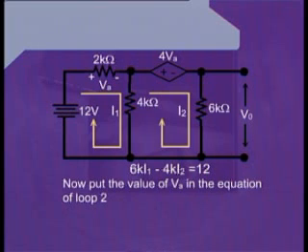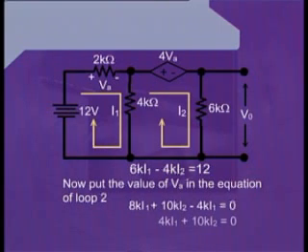Putting the value of VA in the equation of mesh 2, we can write 8K I1 plus 10K I2 minus 4K I1 equals 0. Simplifying it, we can write 4K I1 plus 10K I2 equals 0.